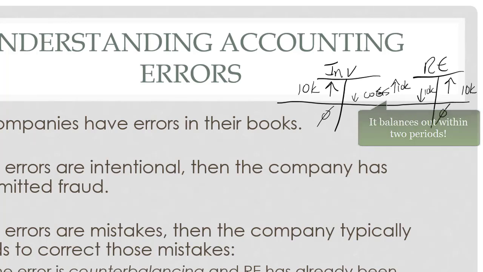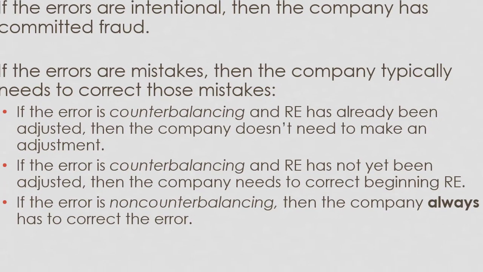The rule then is, if you don't catch a mistake and it's counterbalancing and the two years are up and inventory is now correct and retained earnings is now correct, I don't do a thing because it's fixed itself. If they're counterbalancing and I catch it in the middle of the second year, it's going to fix itself, but it hasn't yet, then the rule is that I go ahead and fix it. That way my numbers are right. So again, if I catch a counterbalancing mistake before it balances out, then I fix it.